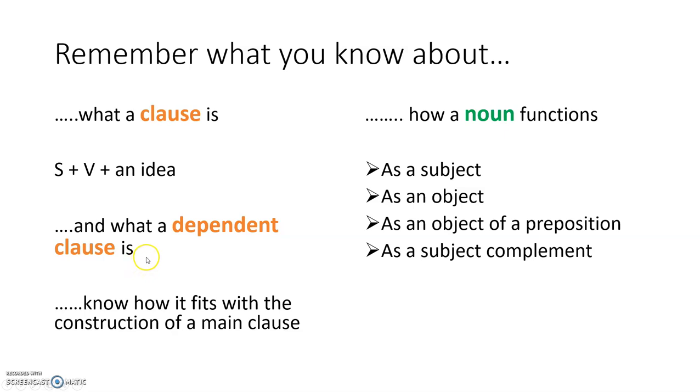So remember that those cannot exist by themselves. They have to connect to a main clause. And part of your challenge with noun clauses is to know how they fit inside the bigger sentence. Also remember what a noun is, how a noun functions in a sentence, because noun clauses act in a similar way. They can be subjects, objects, object of a preposition, and subject complement.